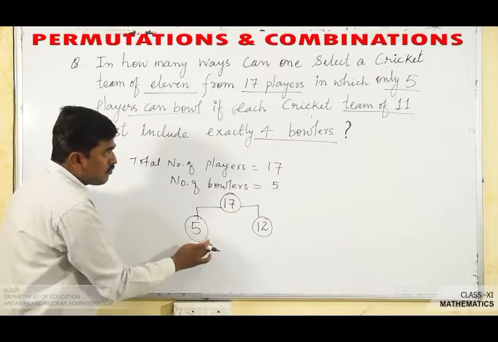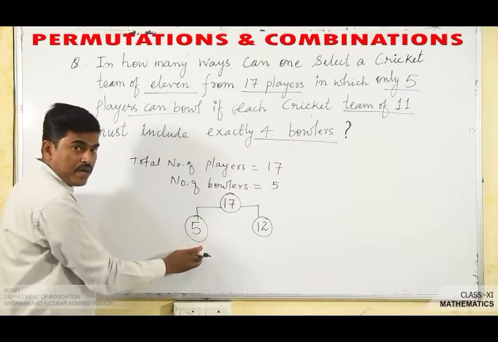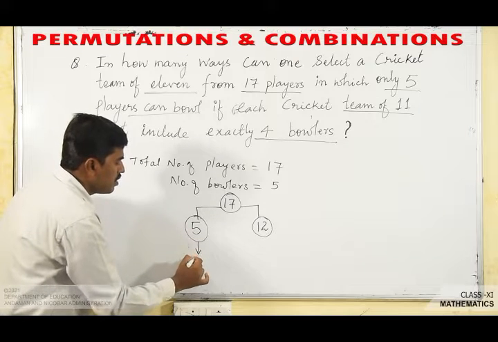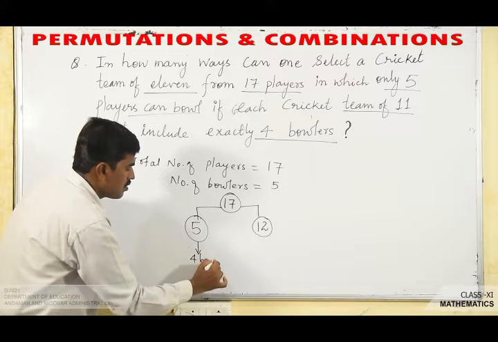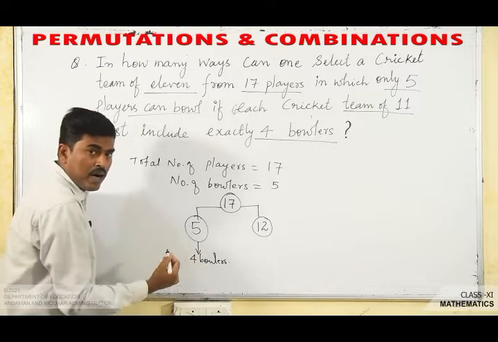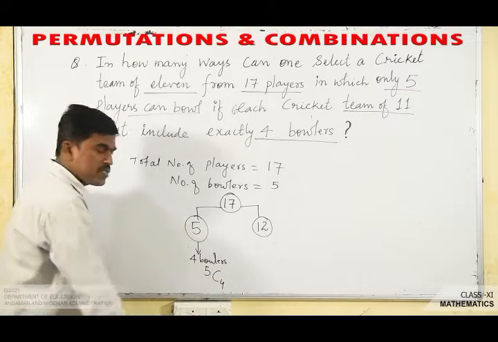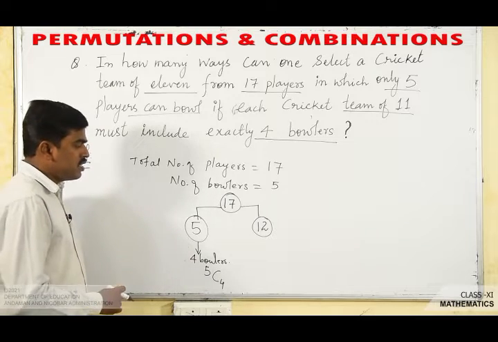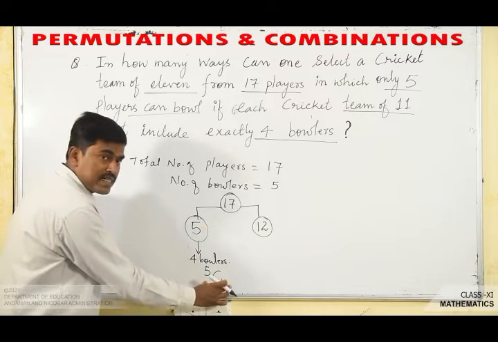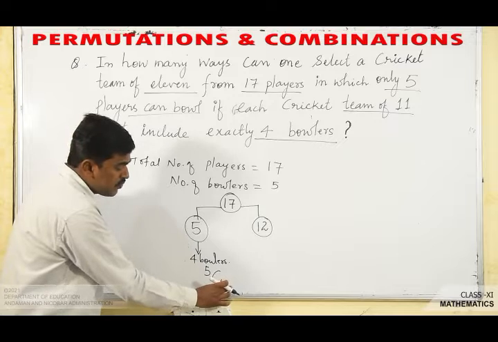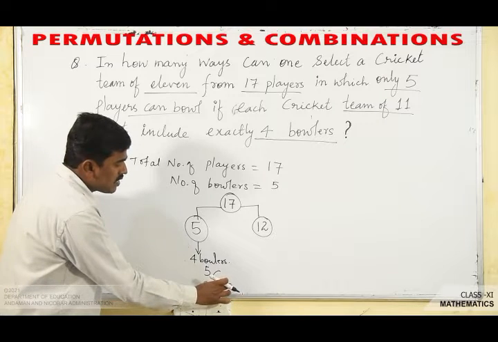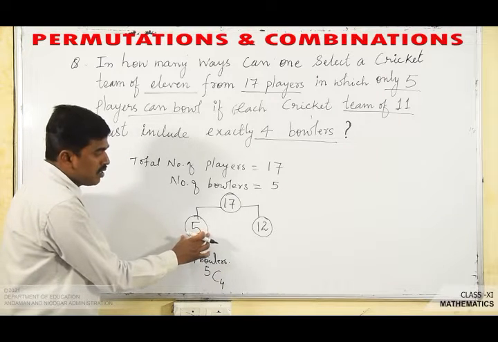And we have to select the 4 bowlers out of these 5 bowlers. So here 4 bowlers can be selected in how many ways? In 5C4 ways. That means 4 players are selected and these 4 players are bowlers, and these are selected out of these 5 bowlers.